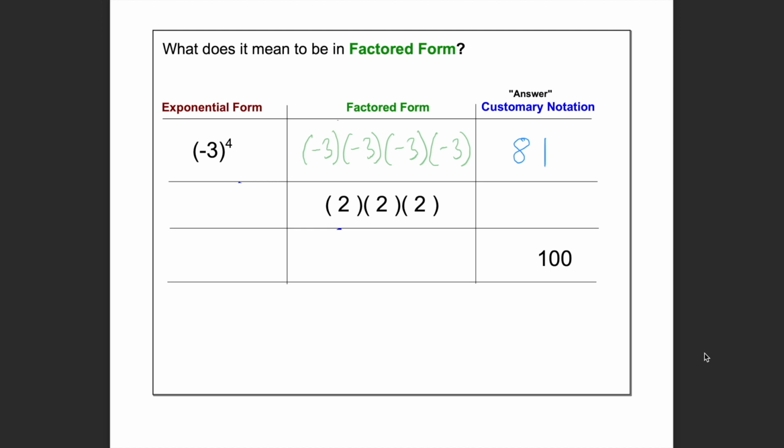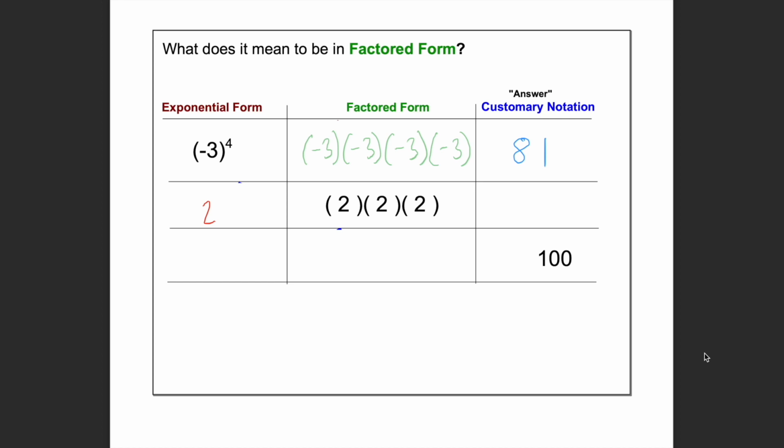Now this next one, we have in the factored form 2 times 2 times 2. So for the exponential form, we know that this has a base of 2. It's the base that's being multiplied multiple times.